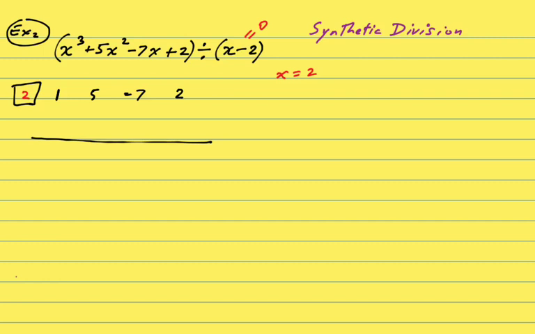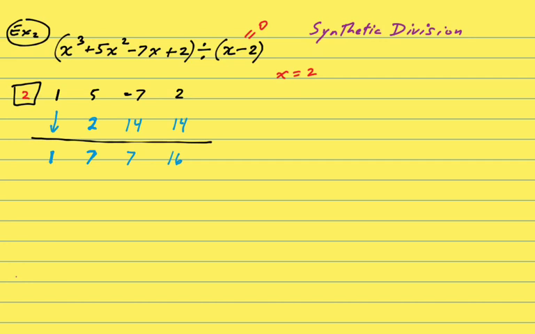The procedure is you bring the first number down. So I bring a 1 down. Then you multiply. 2 times 1 is 2. You put it here and add. 5 plus 2 is 7. Now you multiply. 2 times 7 is 14. You add and you get 16. 16 is what's called your remainder.